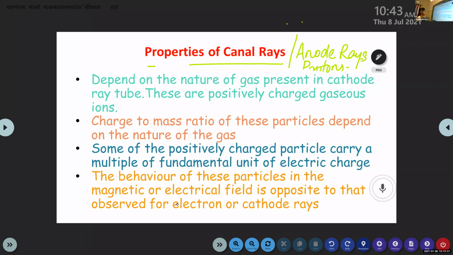It will depend on the nature of gas present in the cathode ray tube. These are positively charged gaseous ions. Then the charge to mass ratio of these particles depends on the nature of the gas. Some of the positively charged particles carry a multiple of the fundamental unit of electric charge. The behavior of these particles in the magnetic or electrical field is opposite to that observed for electron or cathode rays.